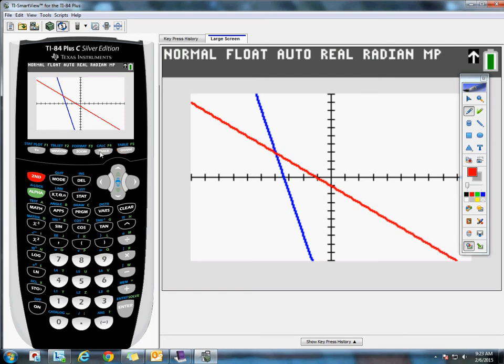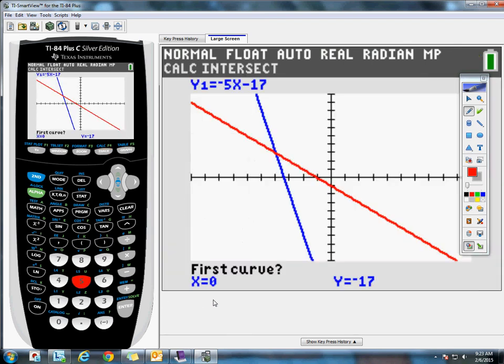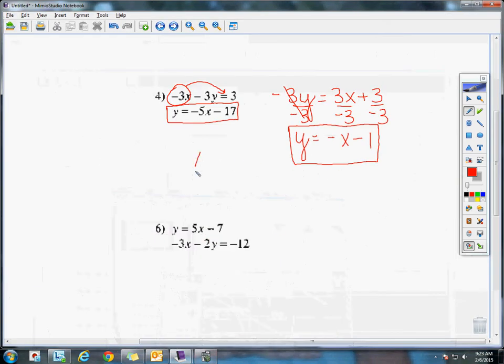hit second trace, 5, because that's the intersection, and then we're going to hit enter 3 times. So 1, 2, 3. So our intersection's at negative 4, 3. So your answer over here is just negative 4, comma 3.